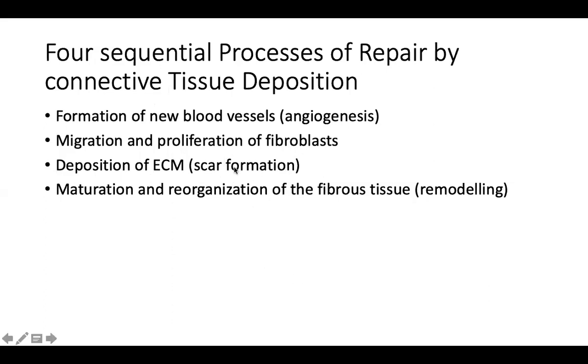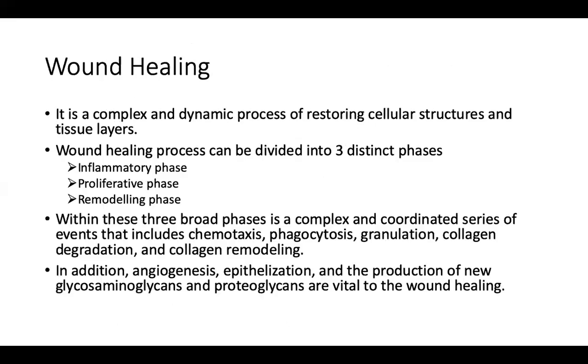After this stage, after the scar has been formed, the scar needs to mature, the scar needs to be organized, and this step is called remodeling. So remodeling of the scar is to make this scar harden so as to restore the normal structure. So again, we have something that is called wound healing, and wound healing is a very complex and dynamic process of restoring cellular structures and tissue layers.